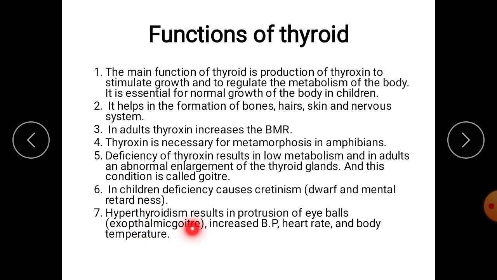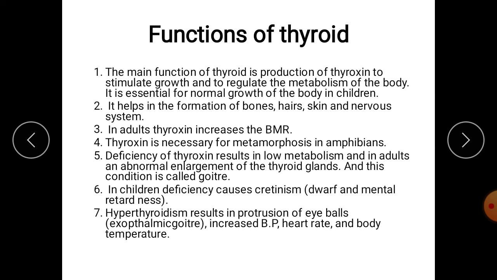Then hyperthyroidism results in protrusion of eyeballs. This is called exophthalmic goiter. Increased blood pressure, heart rate, and body temperature. So hyperthyroidism leads to excess secretion of thyroxine, which leads to an increase in blood pressure, heart rate, and body temperature. As a result, basal metabolic rate is also increased. This is due to hypersecretion of thyroxine. This is called hyperthyroidism.